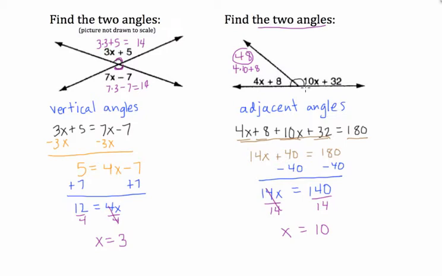Now to find this angle, I can just take 180 minus 48, or I can sub x into my expression. 10 times 10 plus 32. 100 plus 32 is 132. And again, if I add 48 and 132, I should get 180.